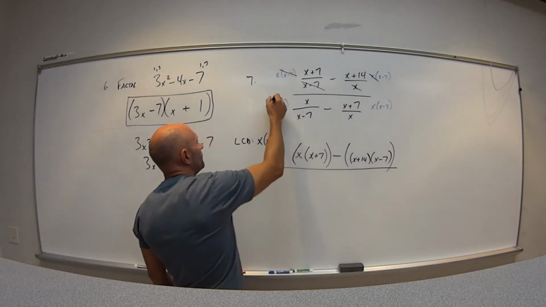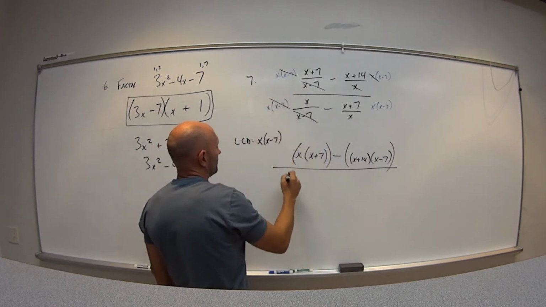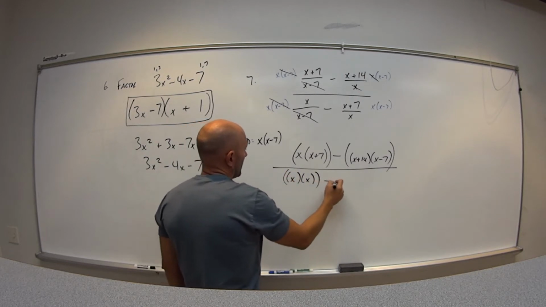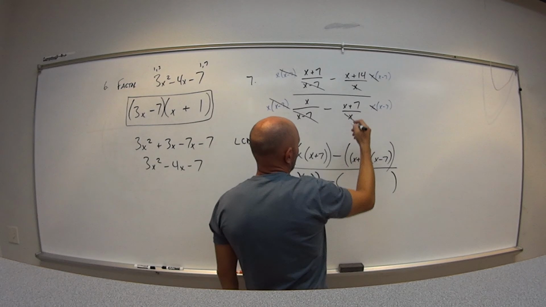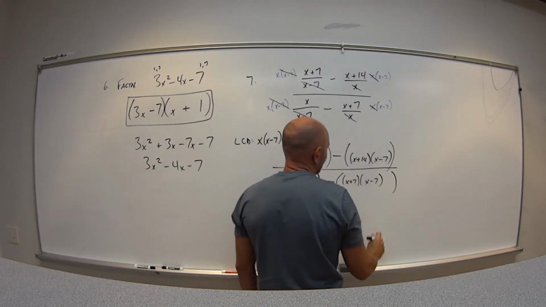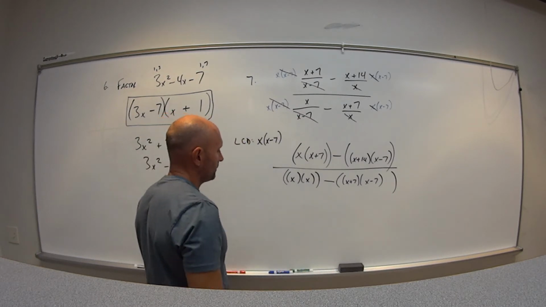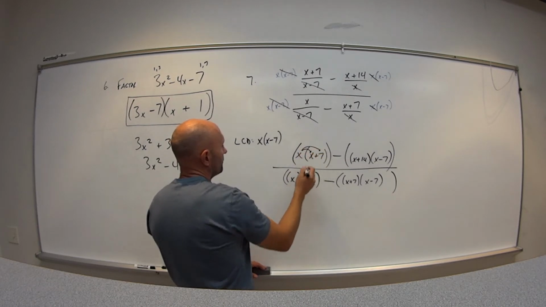In the denominator, this x minus 7 cancels with that one, so I get x times x minus what? This x cancels with that one, so I get x plus 7 times x minus 7. So now I can start simplifying a little bit. So this one I have an x, I'm going to distribute it to both pieces.